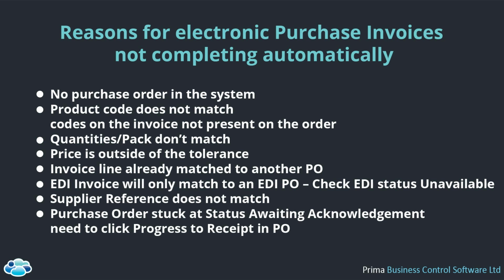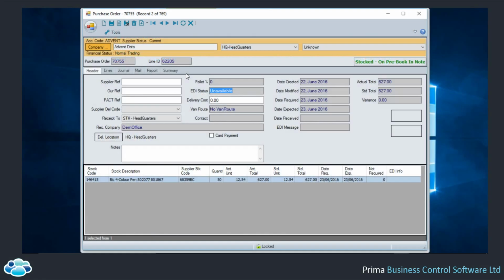So what you need to do is, in the purchase order, you'll have a button at the top of the PO. I'll just skip back to my screen. Up here, it says progress to receipt. And as soon as you click that button, it will be available in the lines to invoice.